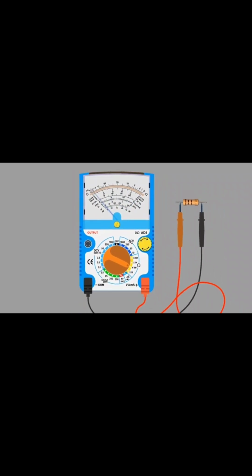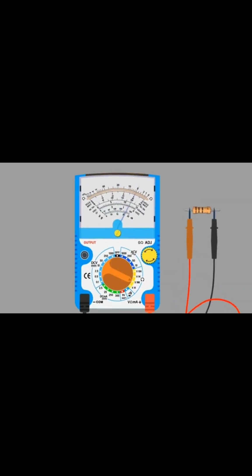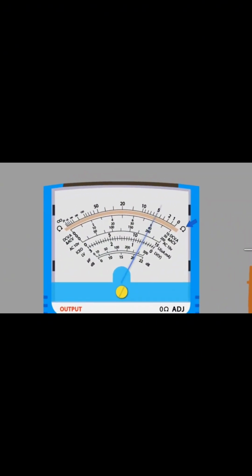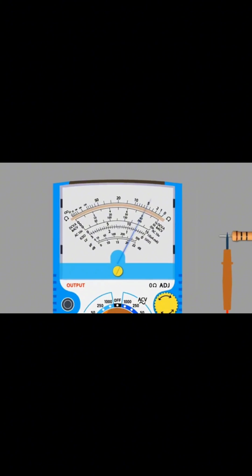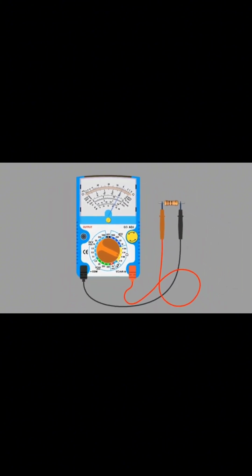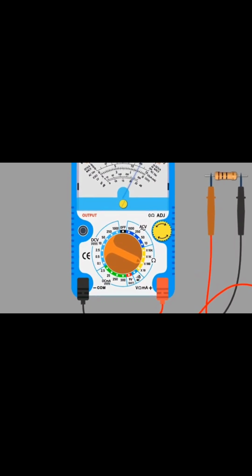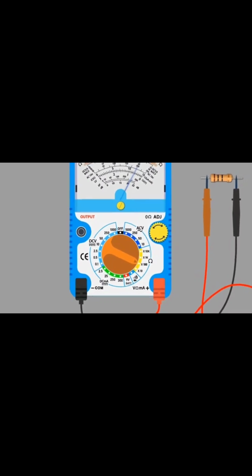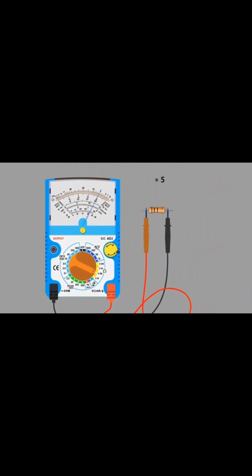Reconnect the resistor again. If you see the arrow, it is pointing at the ohm symbol. So, we need to read that scale. The needle is at 5. Note down 5 separately and see which range we have selected. We have selected the X100 multiplier. Take this 100 and multiply it with 5.